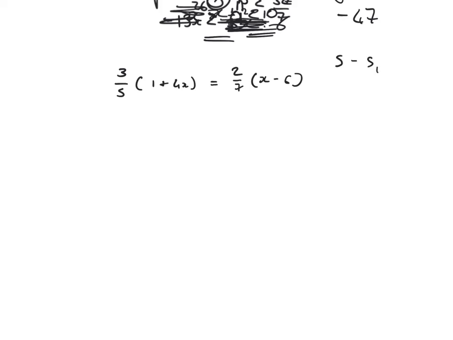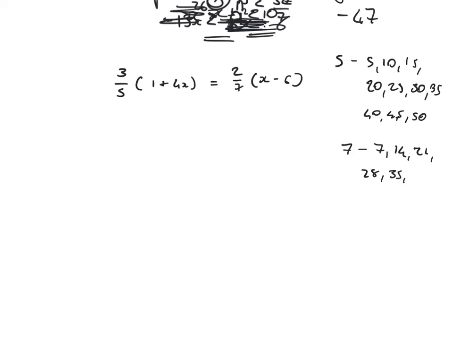So 5 is 5, 10, 15, 20, 25, 30, 35, 40, 45, 50 and so on. What about 7? Well, it's 7, 14, 21, 28, 35, 42, 49, 56, 63 and so on. Okay, I can now locate the lowest common multiple. The lowest common multiple, as I can see, is 35. So I'm going to multiply both sides of this equation by 35.